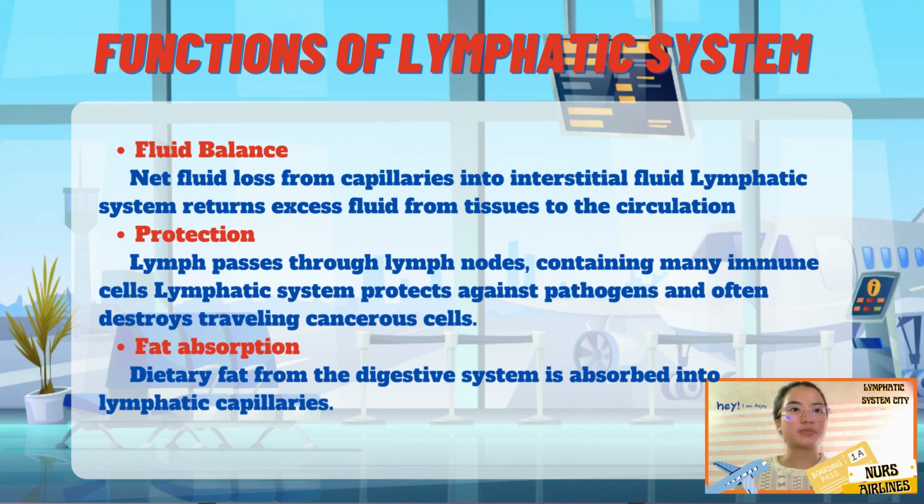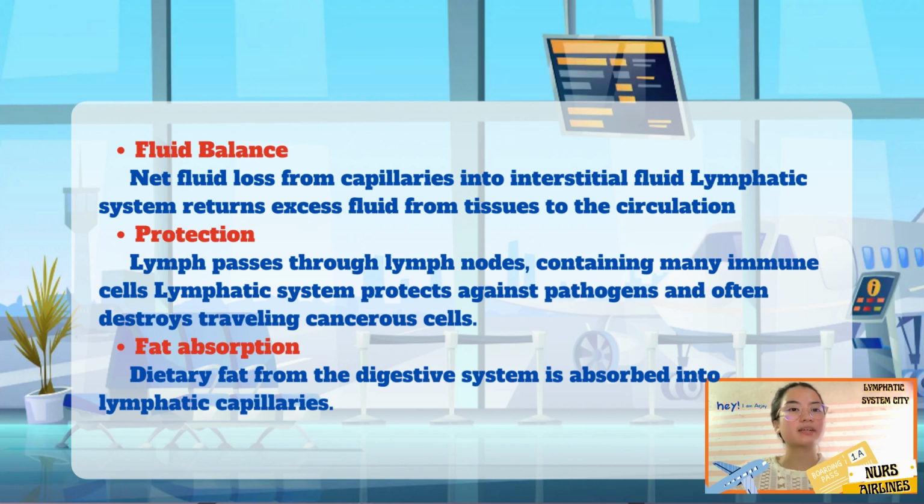Second is protection. Lymph passes through lymph nodes containing many immune cells. The lymphatic system protects against pathogens and often destroys traveling cancerous cells. And last is fat absorption. Dietary fat from the digestive system is absorbed into lymphatic capillaries.